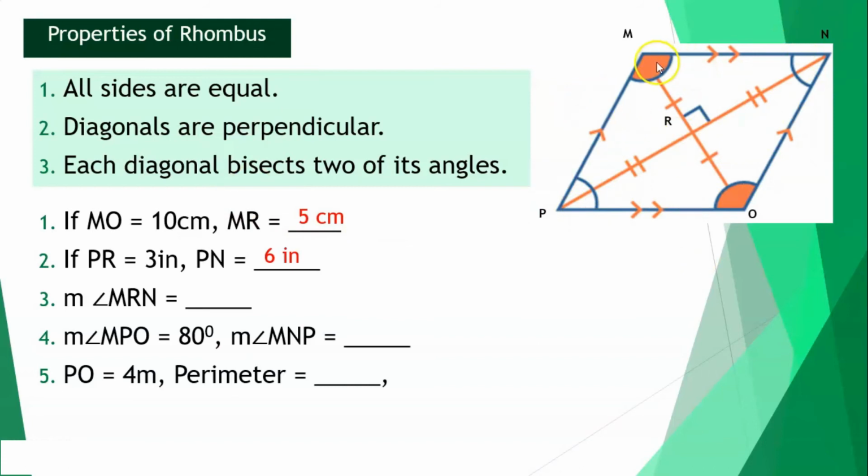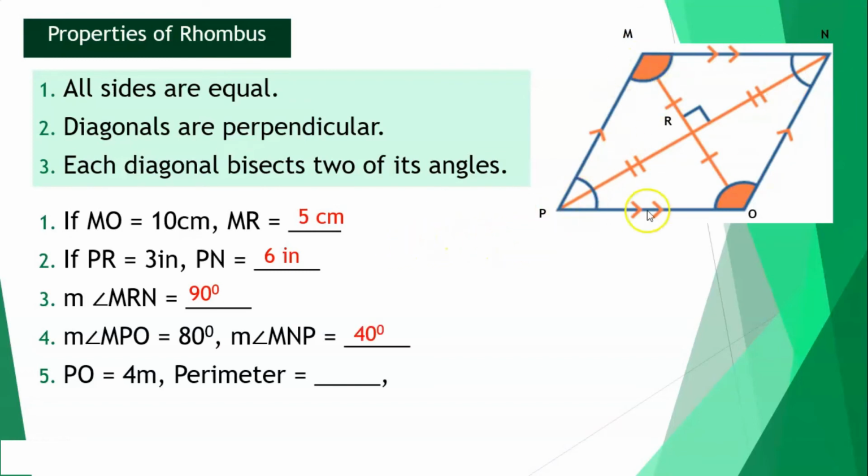What is the measure of angle MRN? So you're referring to this angle, that is 90 degrees. Now, if the measure of angle MPO, or this angle here, is 80 degrees, what then is the measure of angle MNP? So take note, it's only half, so therefore that would be 40 degrees.